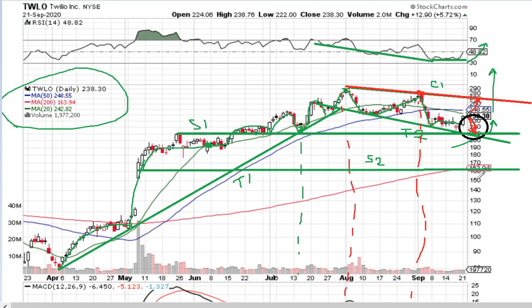So having said that, now you know what to do and what to expect from Twilio. It's forming very interesting entry points now, which are open and will probably be till Wednesday, and then it should go towards C1 levels. So that's it for Twilio.